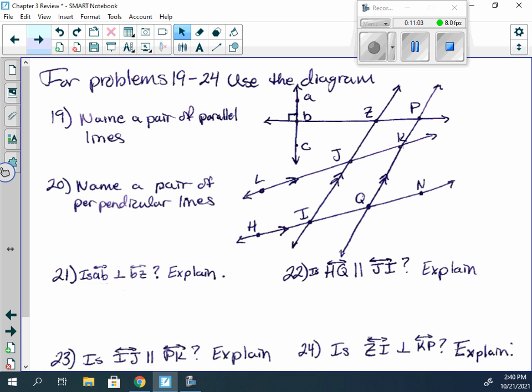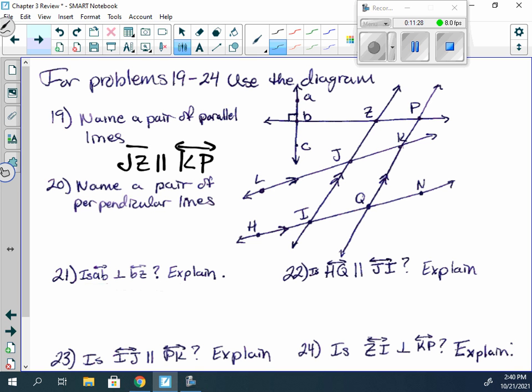Let's look at 19 through 24. Are there questions on 19 or 20? Naming a pair of parallel lines. Yes. So what would be a pair of parallel lines? JZ is going to be parallel to KP. QK would also work. Any way to name these two lines.